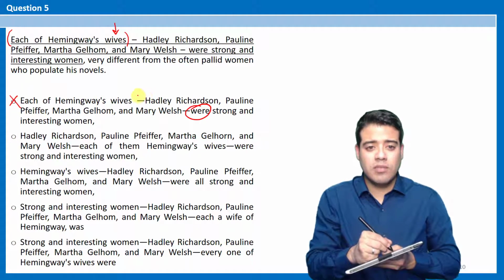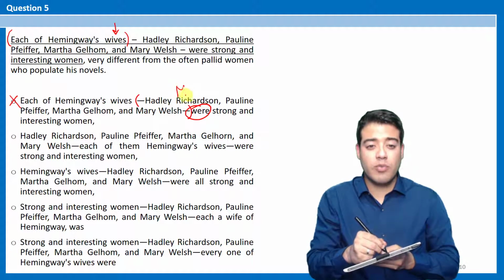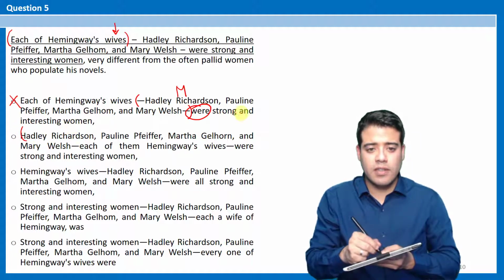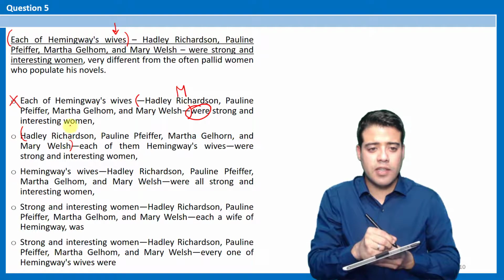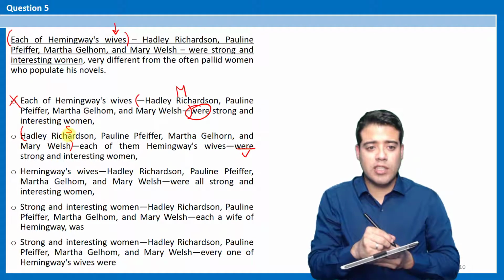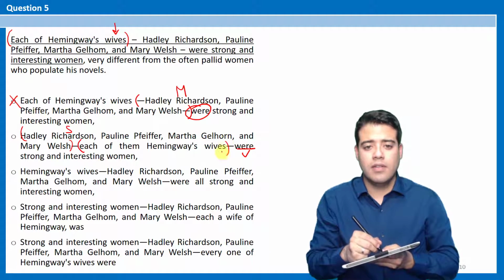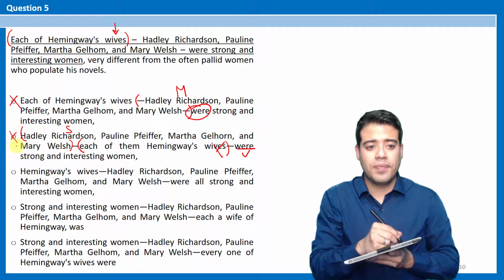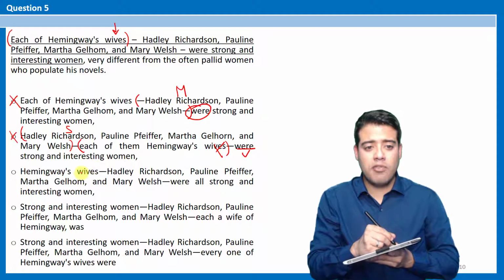Whatever is between dashes is a modifier. You need to get rid of it, okay? Eliminate that. In B, you have everything good so far. The subject is compound subject, that's plural, and the verb is plural as well. However, I don't like the modifier between dashes because it says that each of them are wives. And each of them cannot be wives. Each is singular.